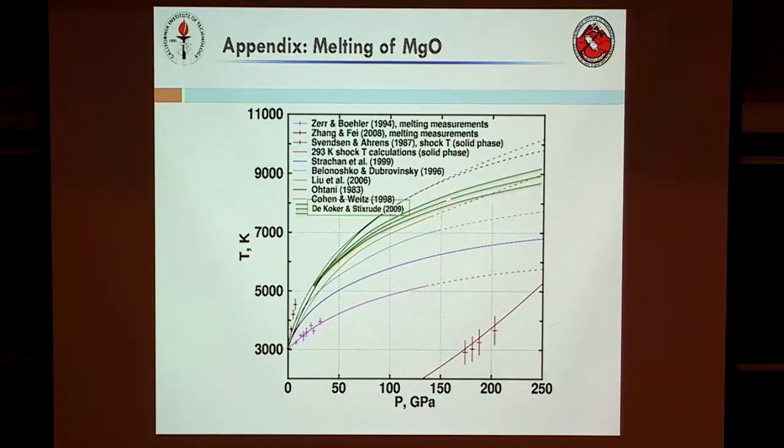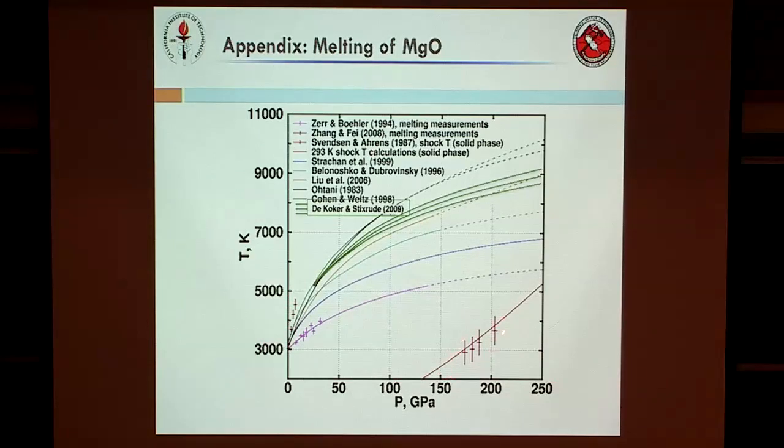This is perhaps the most recent one. This is De Koker and Stixrud. Okay. The one by Belonoshko, that's way up here, is sort of similar. That would say that it's around, let's say, 8,000. Okay. And these are multi-anvil experiments by Zhang and Fei, looking at the FeO-MgO binary in order to get the melting temperature down and inferring the melting point of pure MgO, and that gets an even steeper curve. So it's all over the place.